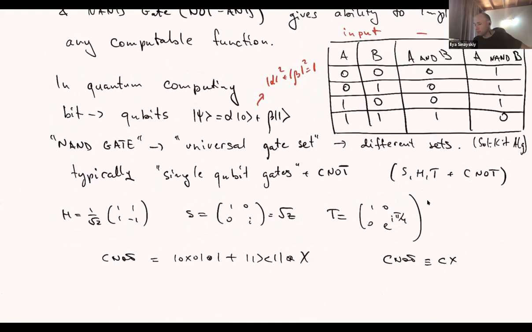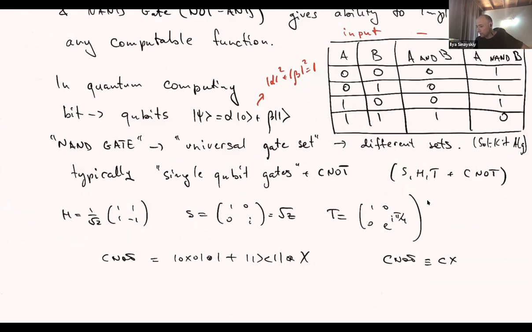Here I give an example of a very standard universal set of gates, which is single qubit gates plus the CNOT gate. To be more precise, in order to cover all possible single qubit operations, you need the S gate, H gate, and T gate. The H gate is the Hadamard gate. It's a two by two matrix, which looks like this.